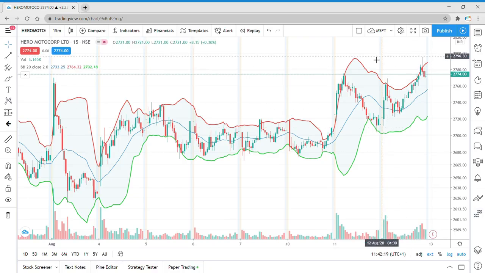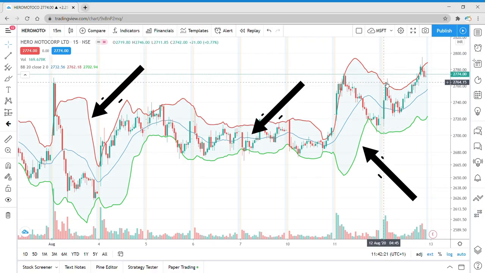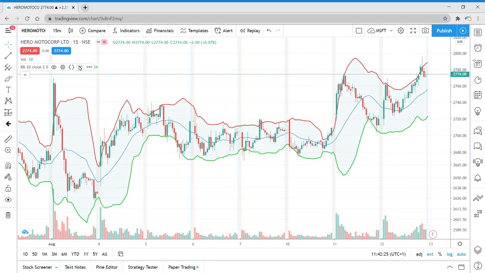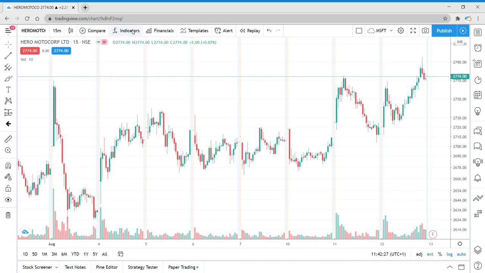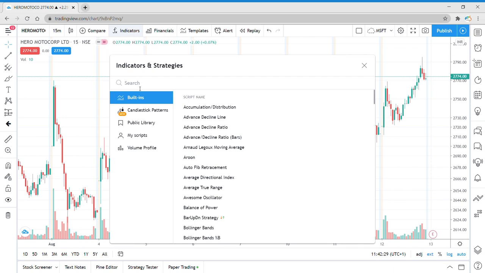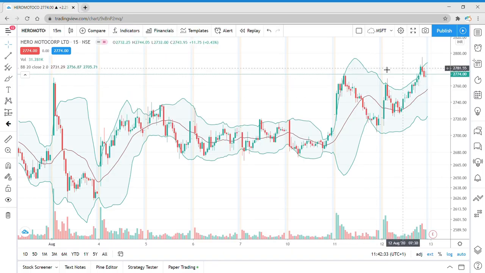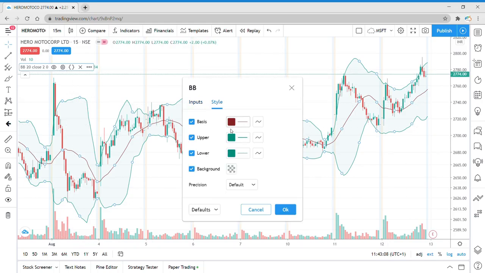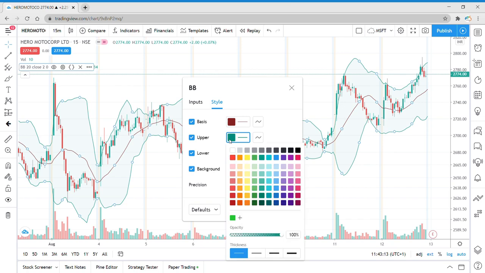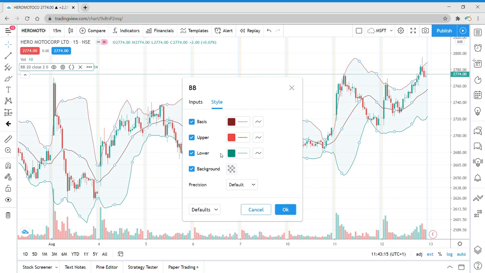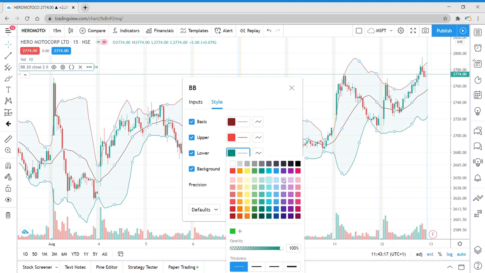Now as you can see on my chart, there are three lines, so these are Bollinger Bands. But if you don't have Bollinger Bands on your chart, click on indicators and then type in Bollinger Bands and click over here. Now Bollinger Bands are added to your chart. To change the settings of any of these tabs, just go to your settings tab, then go to style, and for upper bands I'm going to put it as red, and for the lower bands I'll put it as green.